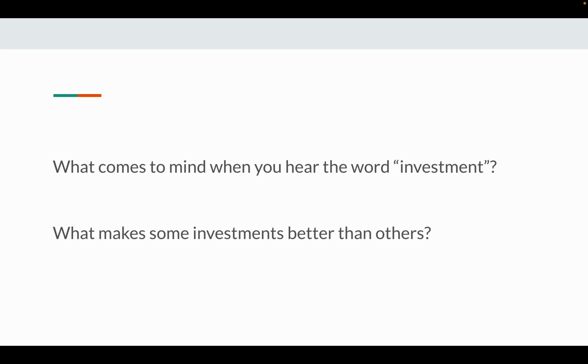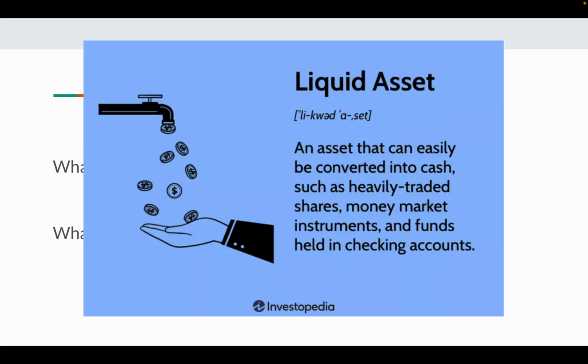Also similar to the CD versus the savings account, some investments are better than others because sometimes you just need money very quickly. And a savings account is great because you can get your money very, very quickly, as opposed to a CD or, let's say, a house where your money is tied up. You can't get it very quickly. And that idea of getting your money very quickly is an important idea. How quickly you can convert your money, or what we call an asset, into cash is called a liquid asset or liquidity. How quickly can you turn an asset or an investment into cash?